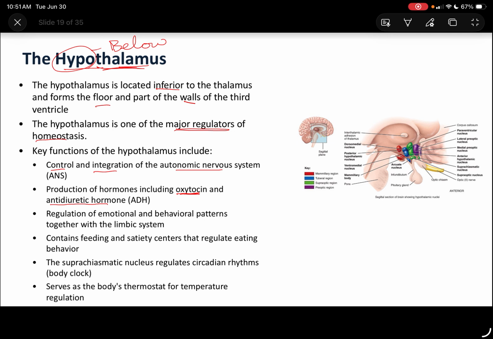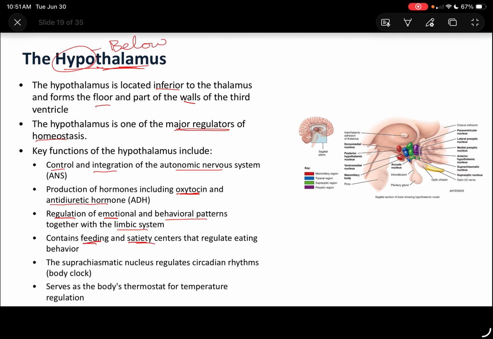So we also have the hypothalamus playing a role in helping to regulate emotions as well as behavioral patterns, and it does this via the limbic system. It's also going to contain feeding and satiety centers that are going to help to regulate your eating behavior. So whether you're feeling hungry or full is all going to be controlled at the level of our hypothalamus there.